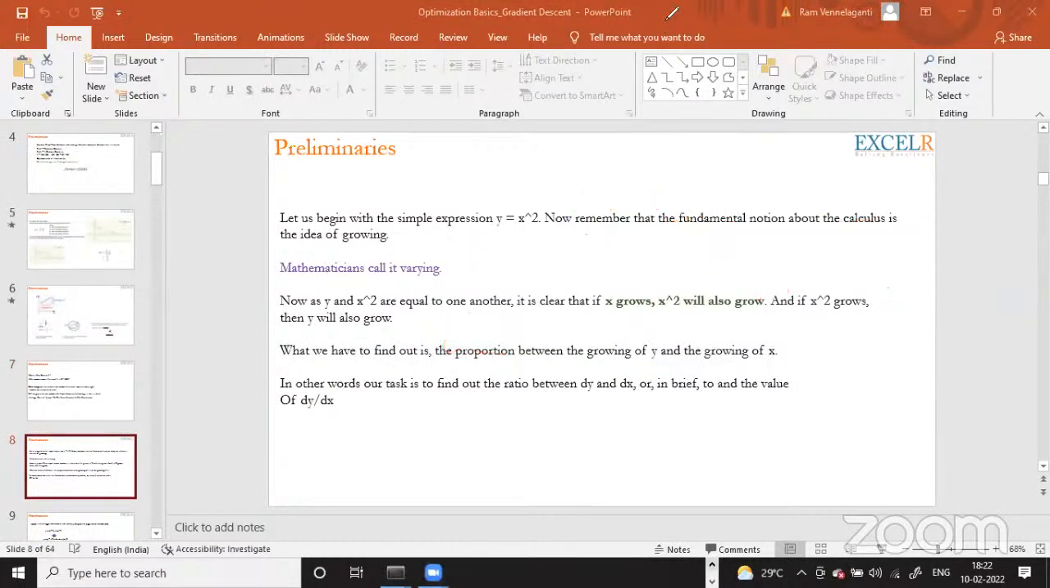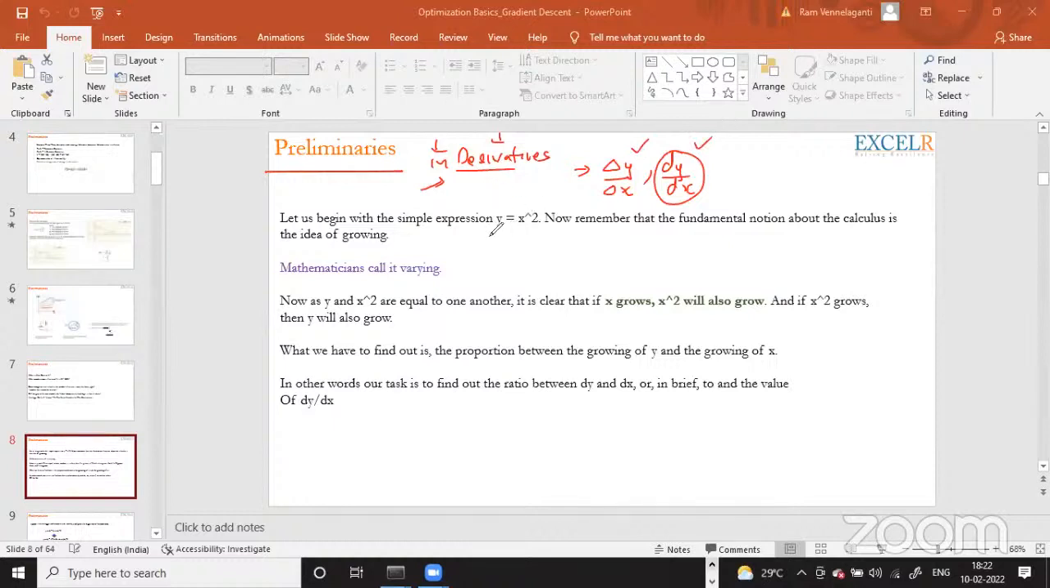So what is the starting point for us? We have to understand some preliminary concepts in derivatives first, because we are interested in studying the concept of delta y by delta x, or dy by dx.